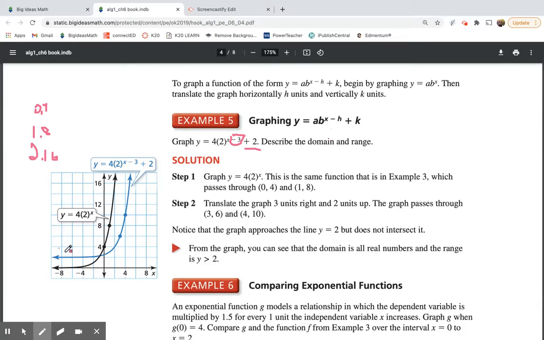So from those points, like the point (0, 4), they went ahead and showed us on here. I would go 3 units to the right. So here's 2 because it counts by 2s, 3, and then up 2. There would be a new point. The next one was (1, 8). Right 3, up 2, there's another point. And the other one, (2, 16), would be 3 to the right, up 2. So from those points, we would graph.